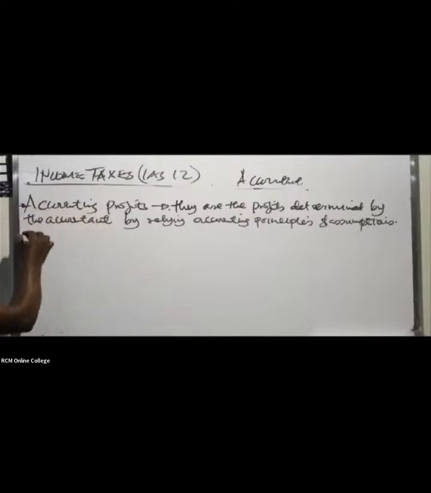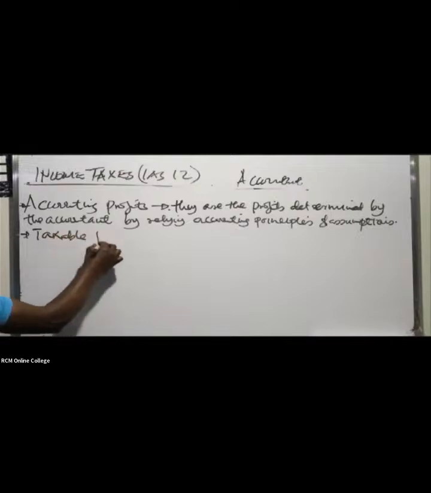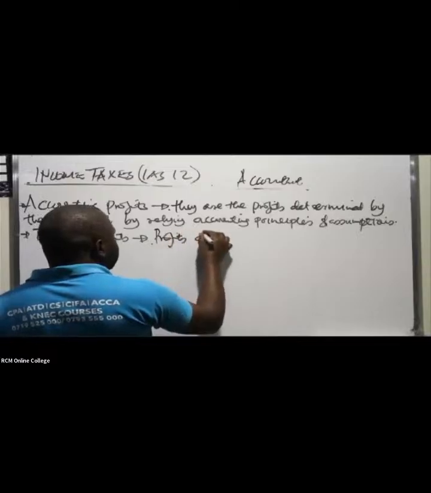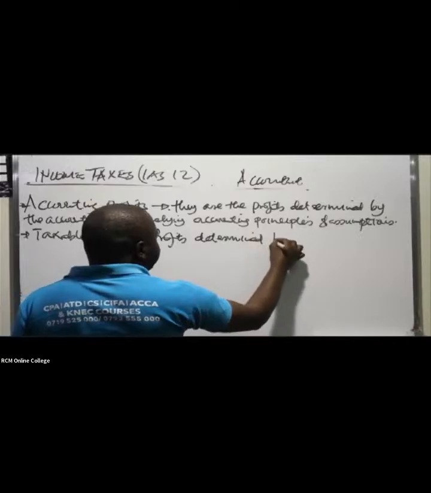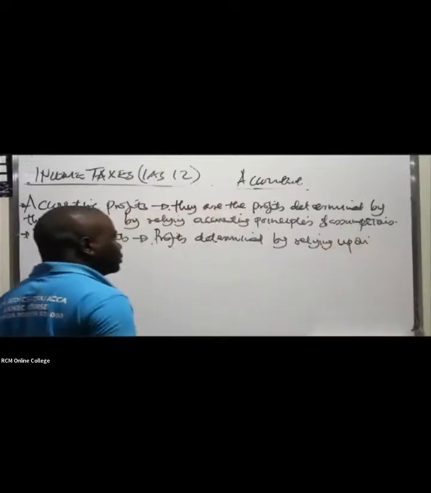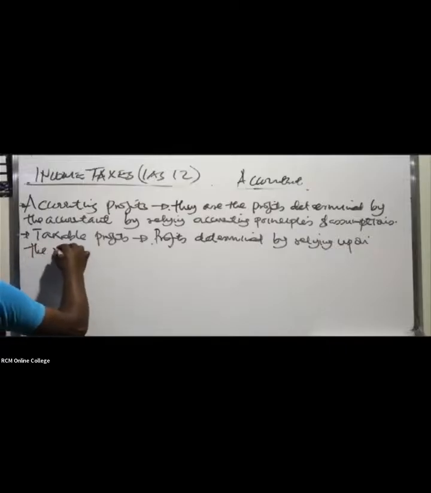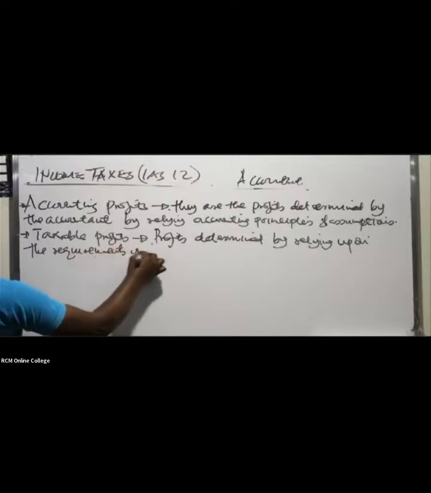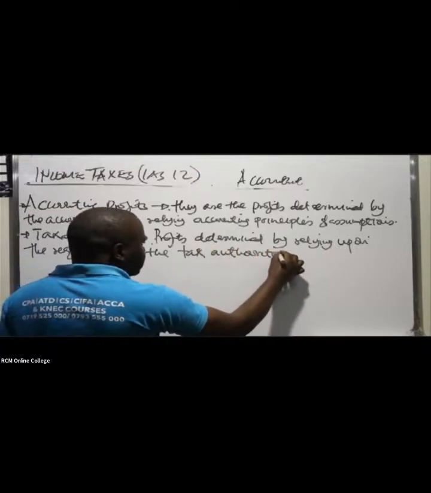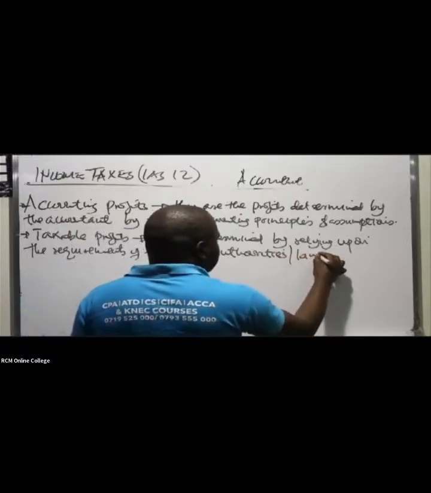Then we have taxable profits. You write this about taxable profits: profits determined by relying upon the requirements of the tax authorities, or laws, or we can say statutes.